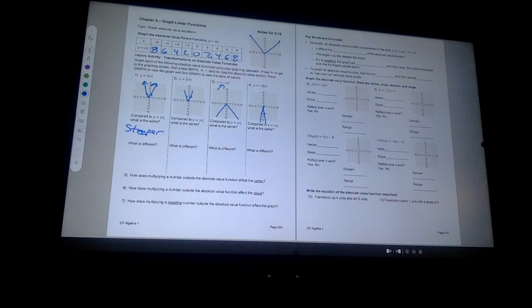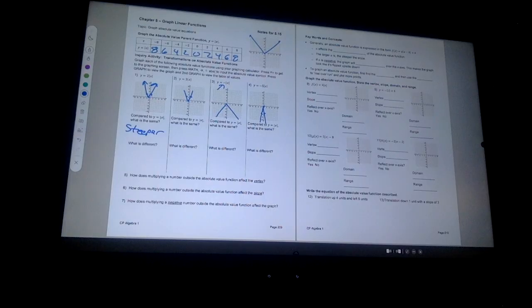So how does multiplying a number outside the absolute value affect the vertex? It makes it steeper, or it flips it upside down. How does multiplying a number outside the absolute value affect the slope? It changes the slope. It either makes it real steep or not steep. And then how does multiplying a negative number outside affect the graph? It flips it upside down.